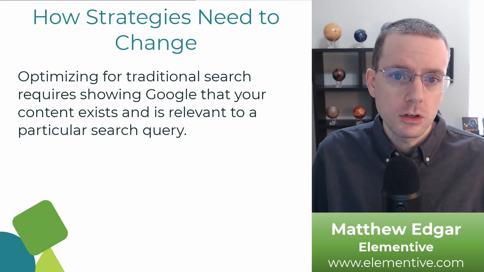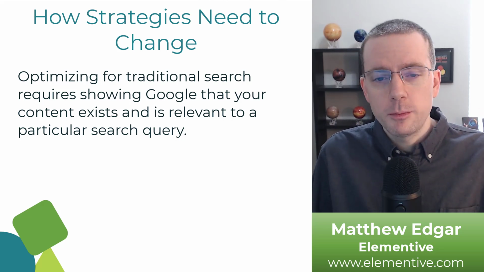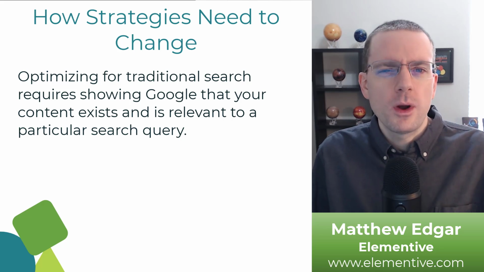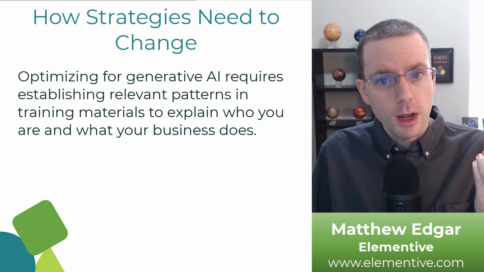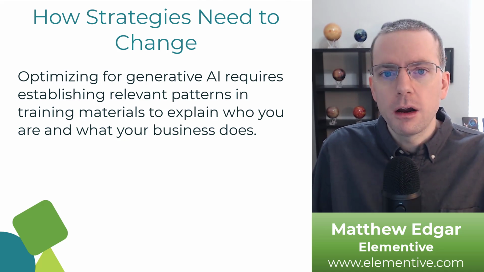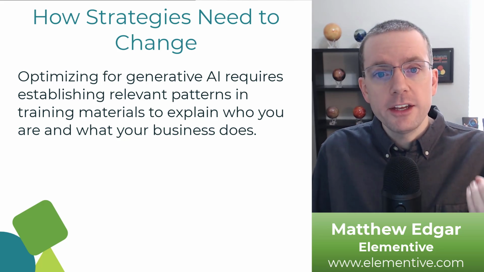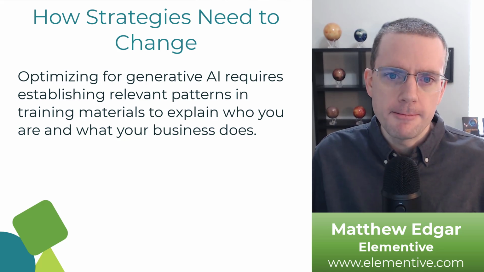Optimizing for traditional search requires showing Google that your content exists, that your content is relevant to a particular search query, that it uses the right words. Optimizing for generative AI requires establishing relevant patterns in your training materials to explain who you are, what your business does, and why your business is relevant to the prompt that somebody is entering in.